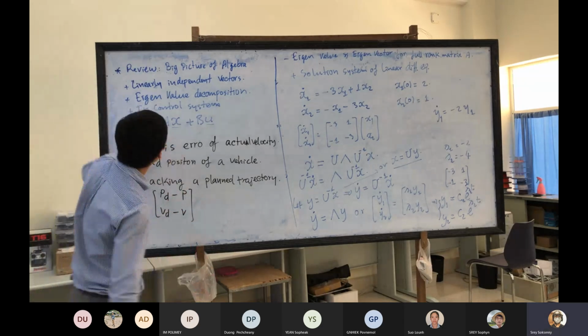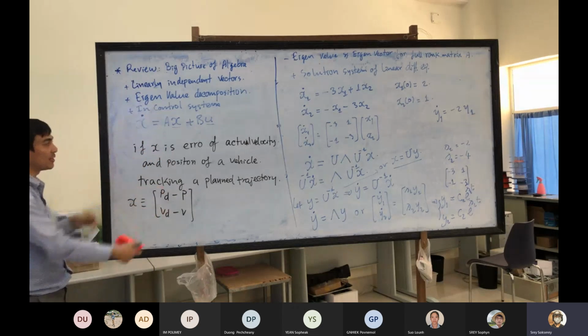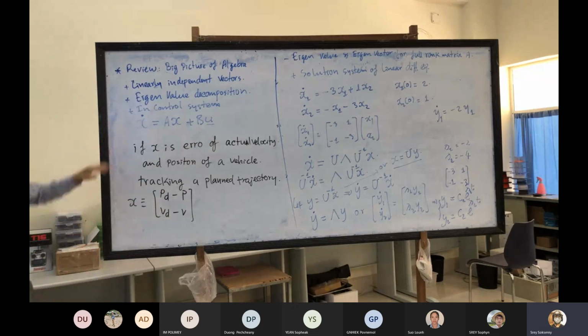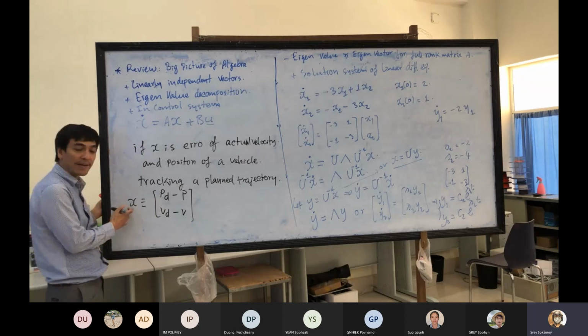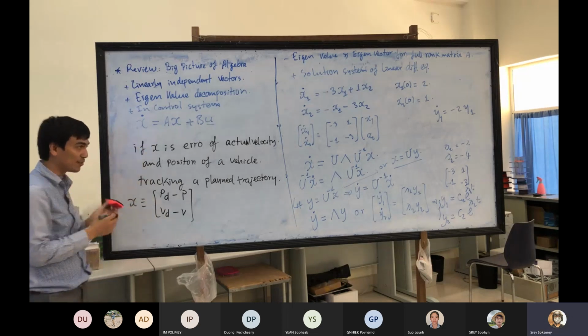So this equation represents the control system after modeling from the physics. What we want is to get x asymptotically going to 0, because we want the error to go to 0. So in many models, we want that: we want the error to go to 0.